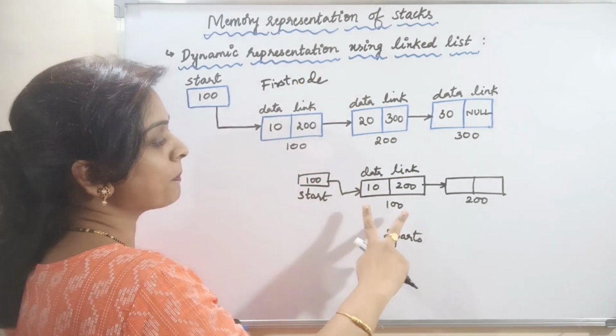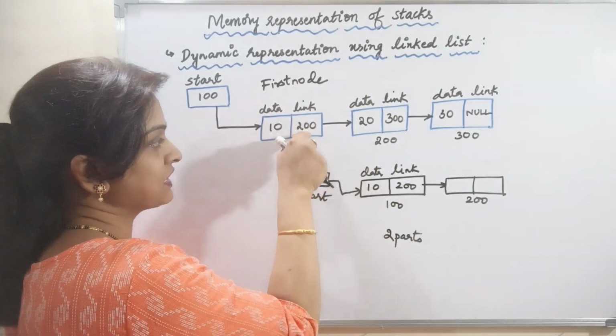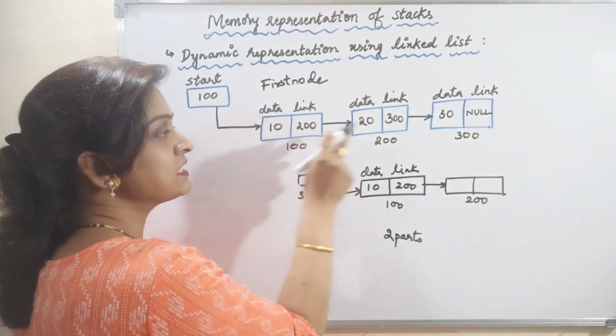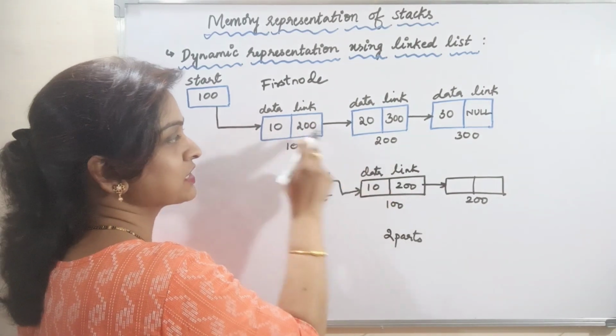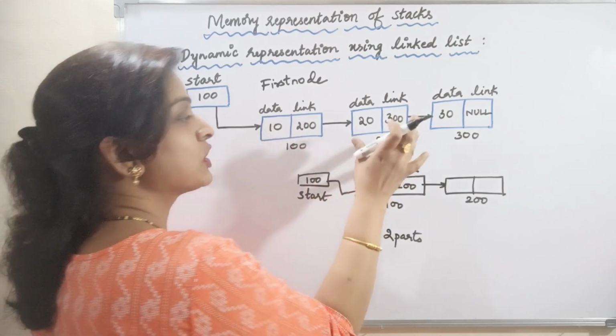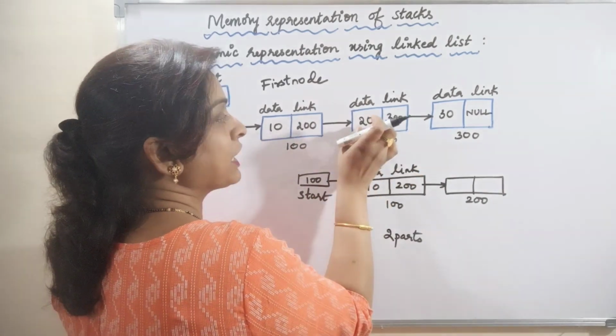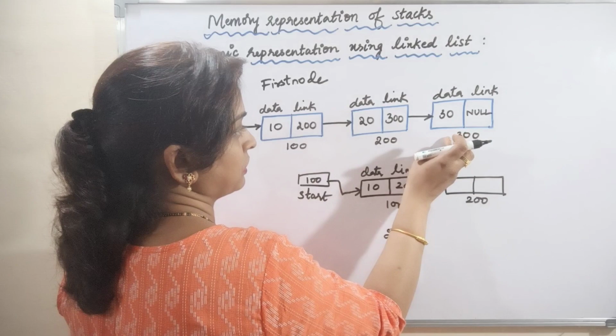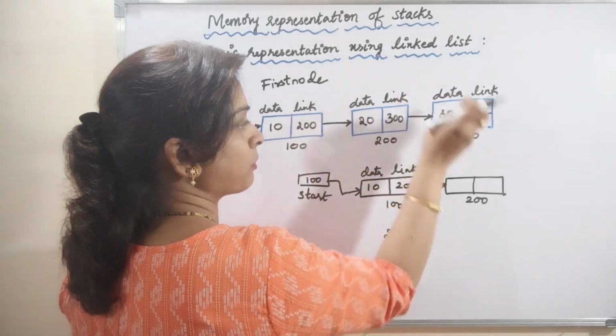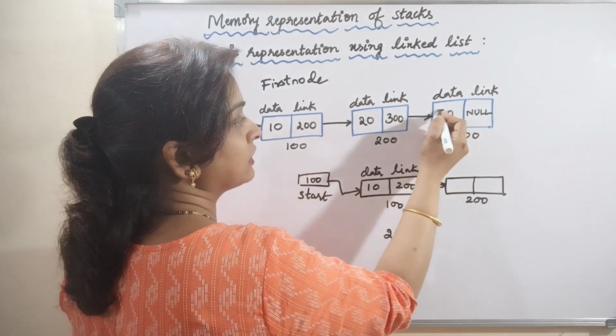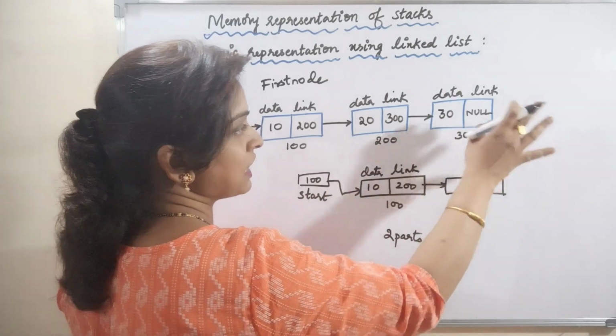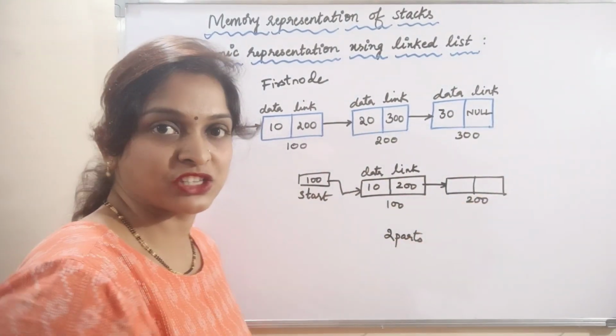Here we have two parts: one is data, the other one is link. Data is 10. Link is the address of the next node. The next node address is 200, and that will be held here. Again it will come to this node. Again I store data and the link to the next node. Here it is 300, meaning it is pointing to this location. Here the data is 30 and the link is null, meaning it is not pointing to any other next node.